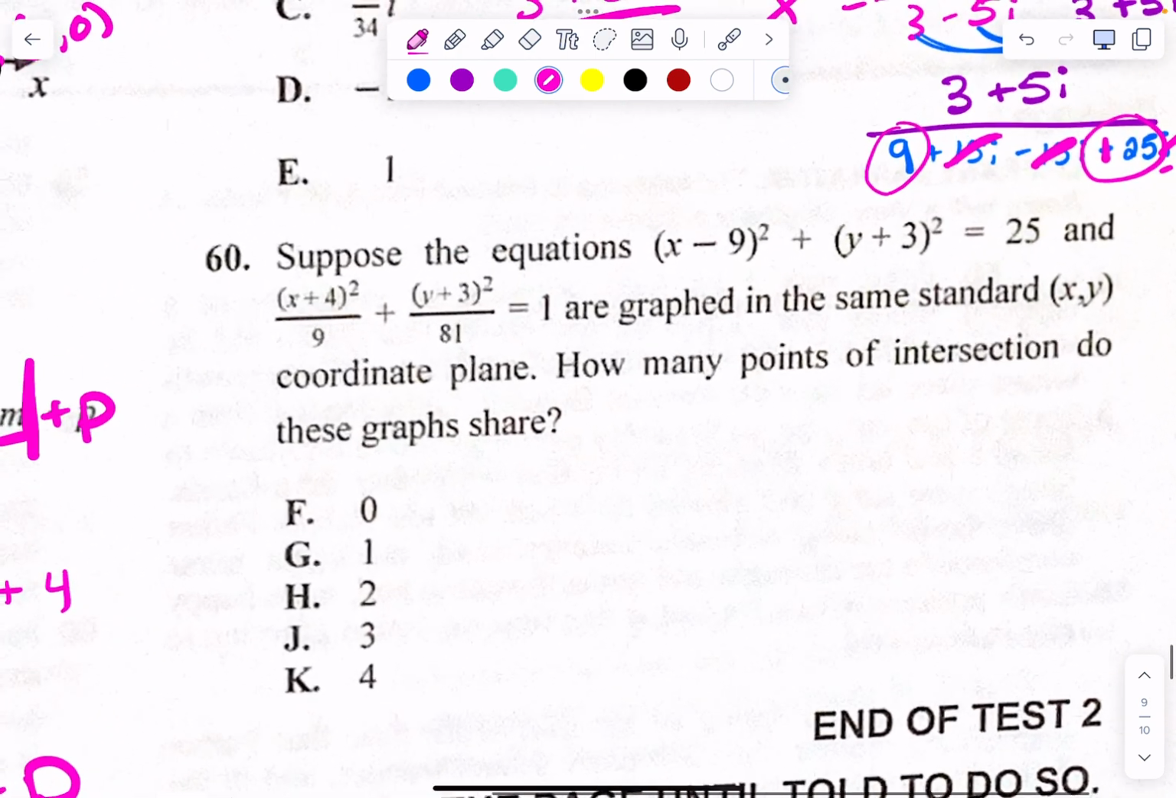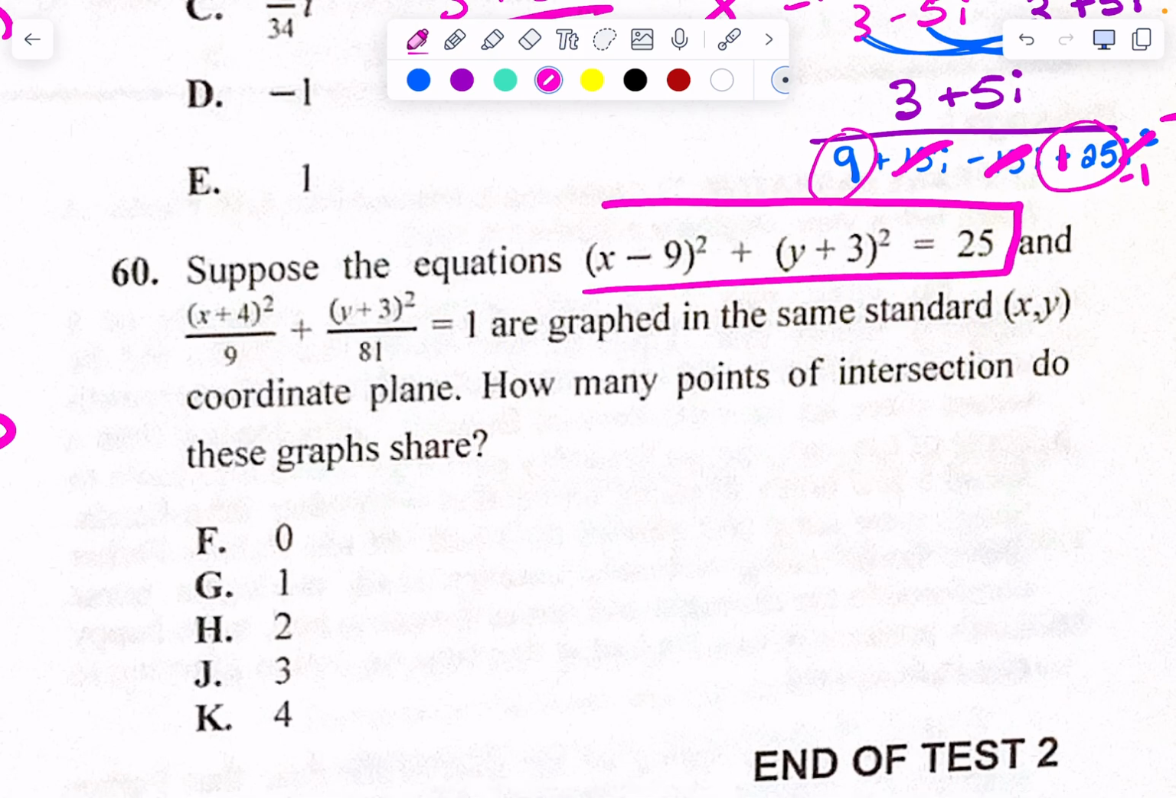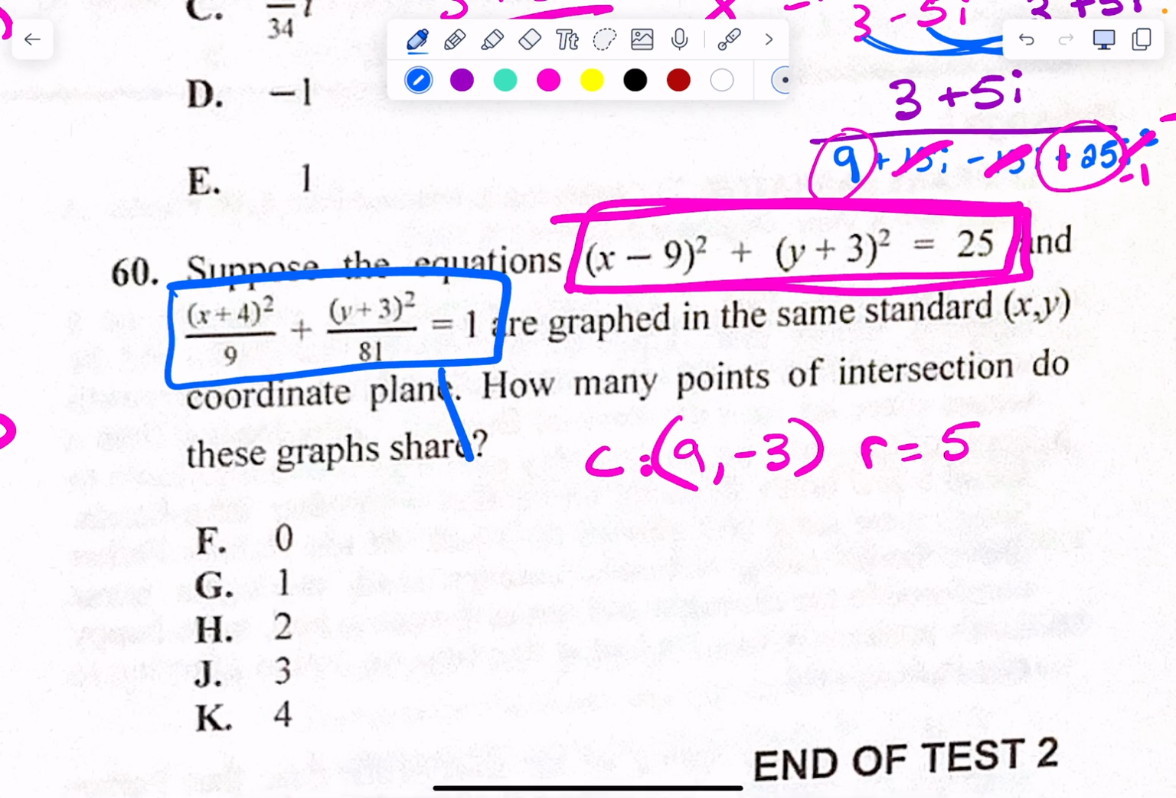Okay, last one, number 60. Suppose the equations of this guy. Do you know what this is? What does this look like if you graph it? That's a circle. The center of the circle is (9, negative 3), and the radius is 5. Okay, do you know what this thing is? That's an ellipse. That's an oval. So the deal here is the center of the ellipse. The center of him is at, what do you think? If you had to guess. (Negative 4, negative 3).